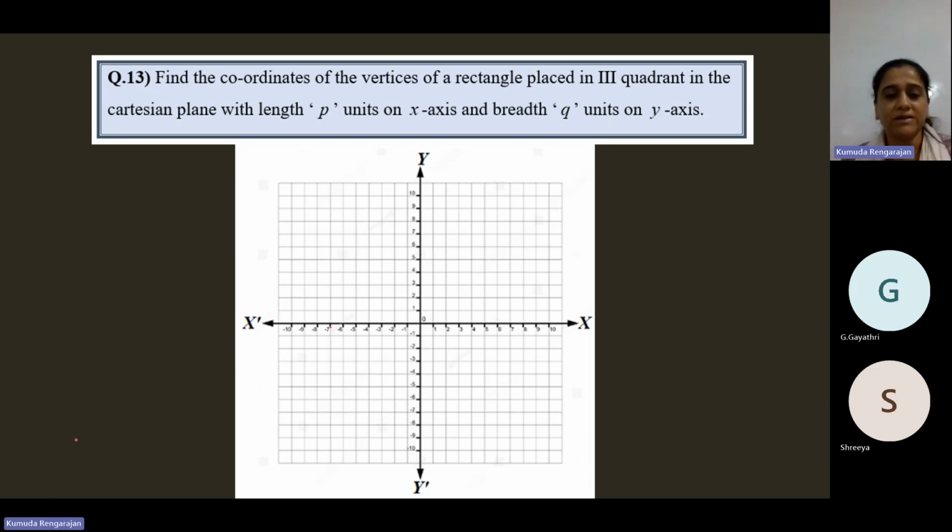If we imagine the rectangle to be like this, then the length is on the x-axis, but the breadth is not on the y-axis. The length is on the x-axis, the breadth is on the y-axis. It has to be like this. And it is in the third quadrant. So it has to be like this.